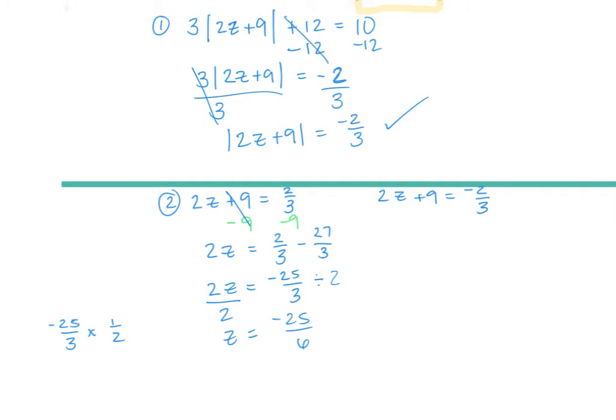2z plus 9 equals negative 2 over 3. Same thing here, guys. We're going to subtract 9 from both sides. We're going to get 2z equals negative 2 over 3 minus 9, which is negative 2 over 3 minus 27 over 3. 2z equals negative 29 over 3. Divide by 2, divide by 2. Z equals negative 29 over 6.